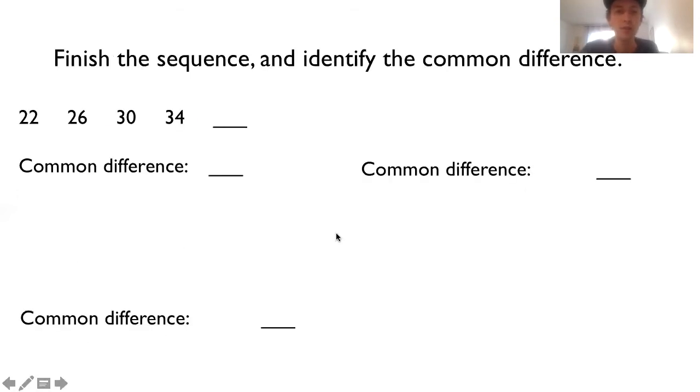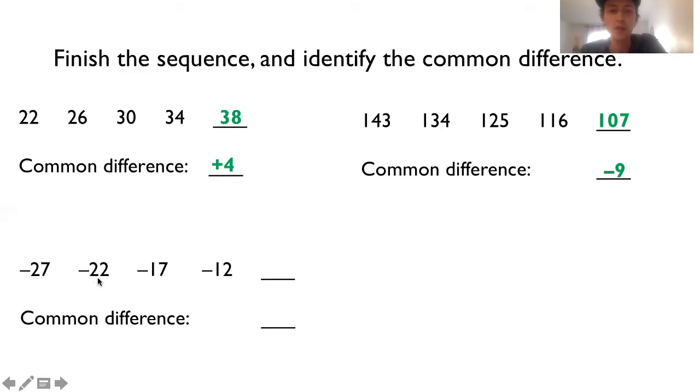So here are a couple more. The next number in this is 38. Once again, the common difference is plus 4. Here, 143, 134, 125, 116. The next number in the pattern would be 107. We're going down by 9, so the common difference is minus 9. Here, minus 27, minus 22, minus 17. We're going up. The next number is going to be minus 7. How much are we going up by? Well, every step we're going up by 5. So that is the common difference.